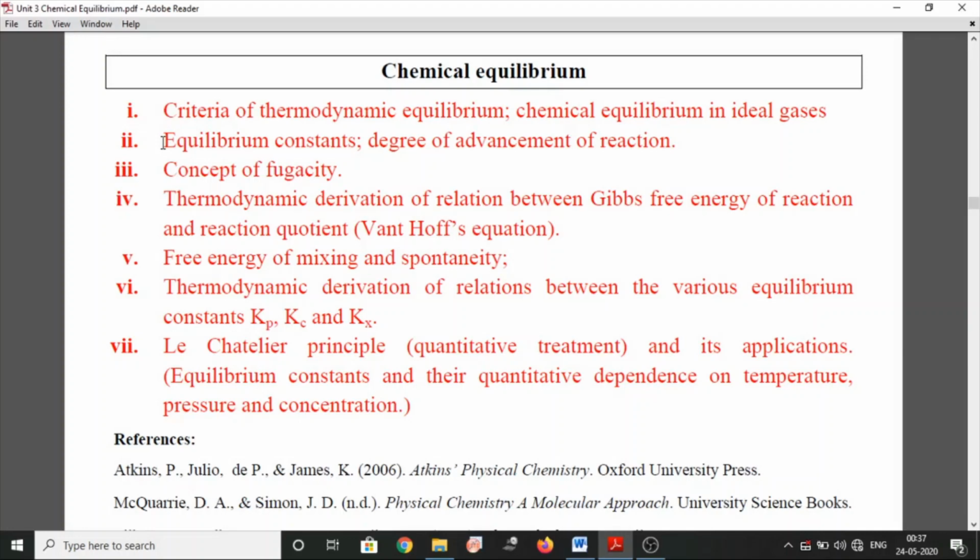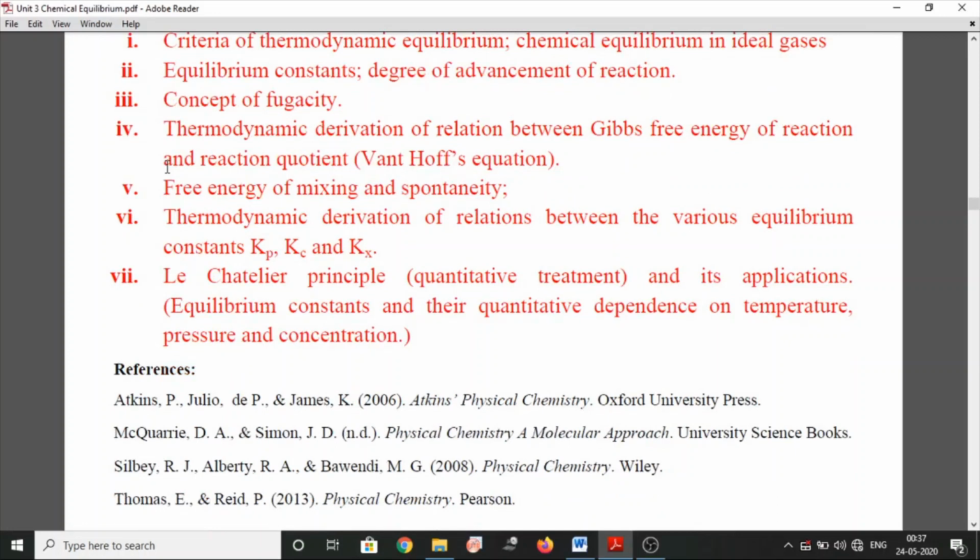Then we'll discuss a new concept called fugacity and activity. Then we will discuss Van 't Hoff factor, which essentially describes a relation between Gibbs free energy and the extent of reaction kind of thing. Then we will discuss free energy of mixing and spontaneity.